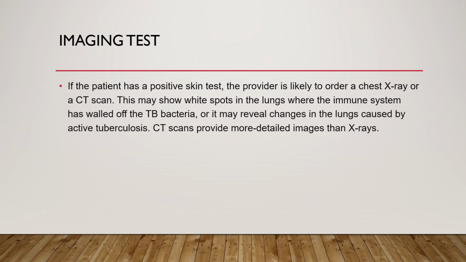The imaging test. If the patient has a positive skin test, the provider is likely to order a chest X-ray or a CT scan. This may show white spots in the lungs where the immune system has walled off the TB bacteria, or may reveal changes in the lungs caused by active tuberculosis. CT scans provide more detailed images than X-rays.